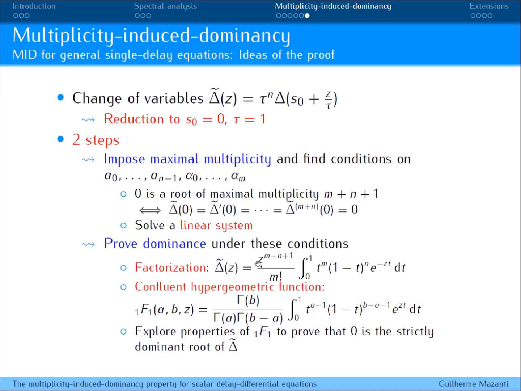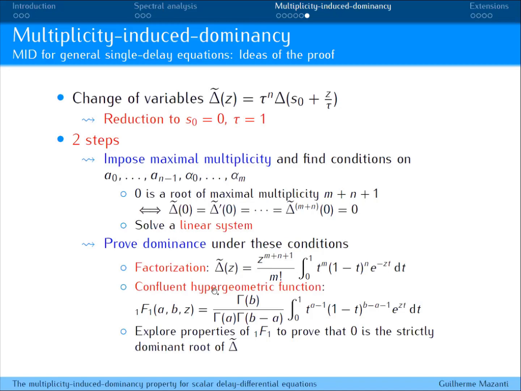It is factorized as z to the power m plus n plus 1. So here I have 0, which is a root of multiplicity m plus n plus 1. So I know that I can factorize by this term. And the remaining part has an integral representation here, which is t to the power m, (1 minus t) to the power n, exponential of minus zt dt. And it turns out that this integral representation is nothing but a confluent hypergeometric function.